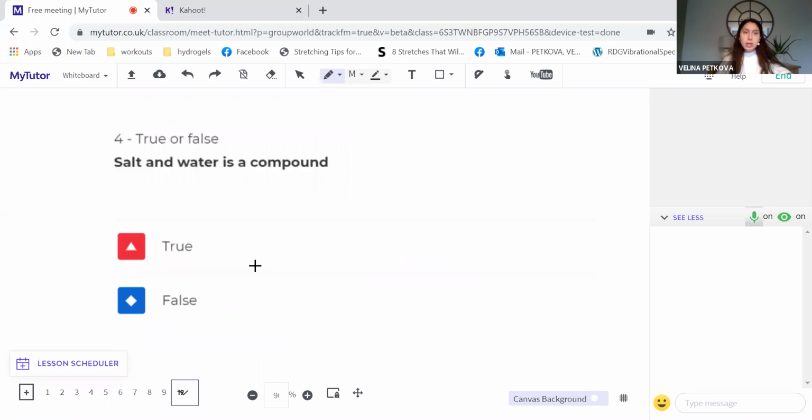Okay, salt and water is a compound. No, it is not. Salt in water is a mixture. So salt by itself is a compound, and so is water, but salt and water together are a mixture. That would be false.